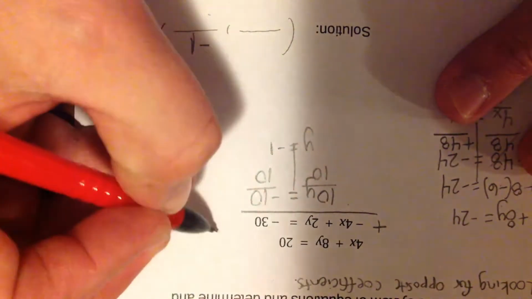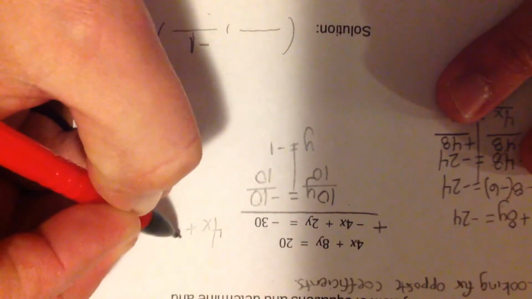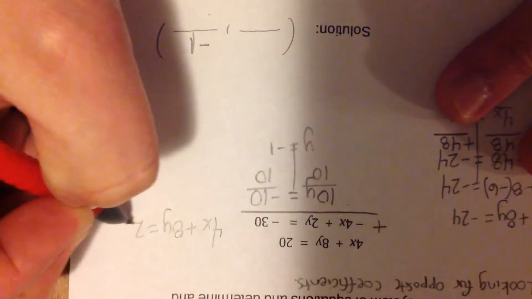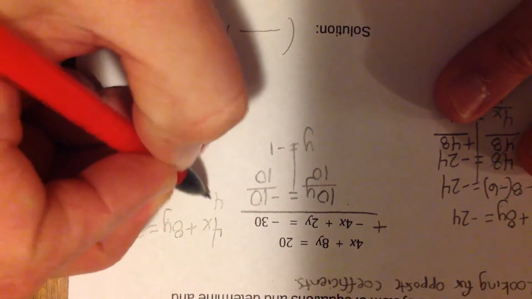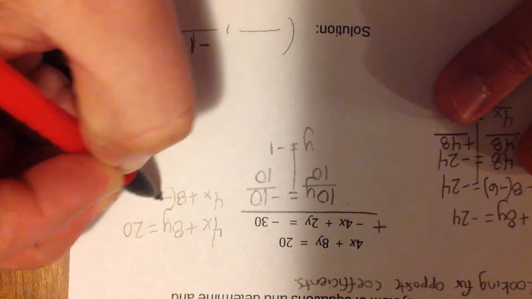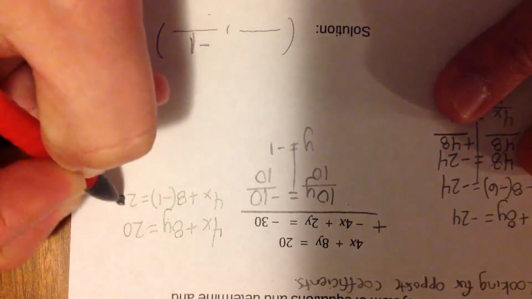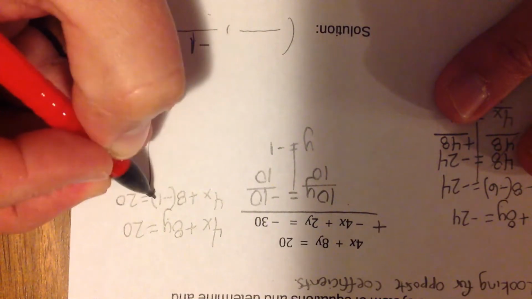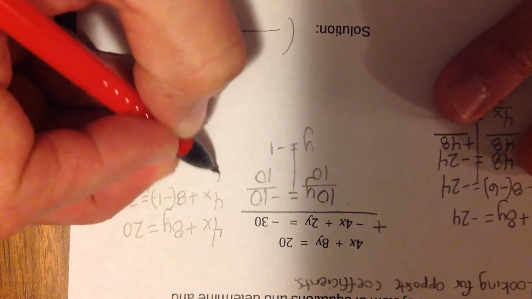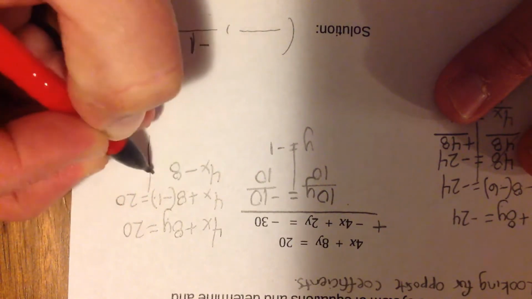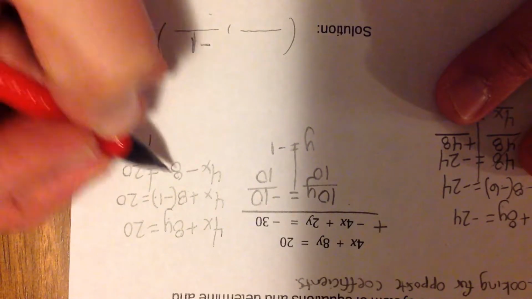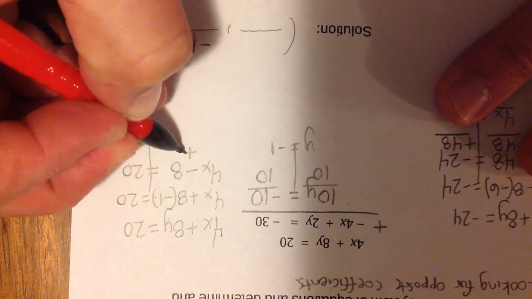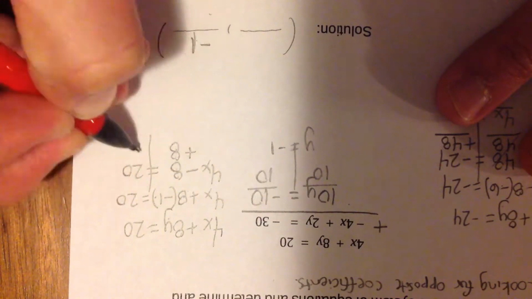So I'm going to choose the top one. 4x plus 8y equals 20. And again, my y value is -1. I'm going to leave the x alone. 4x plus 8 times -1 equals 20. Now I have to do 8 times -1 first. That's -8. 4x minus 8 equals 20. Now I just have a two-step equation. I need to get rid of subtracting and adding first. So get rid of minus 8 by adding 8.